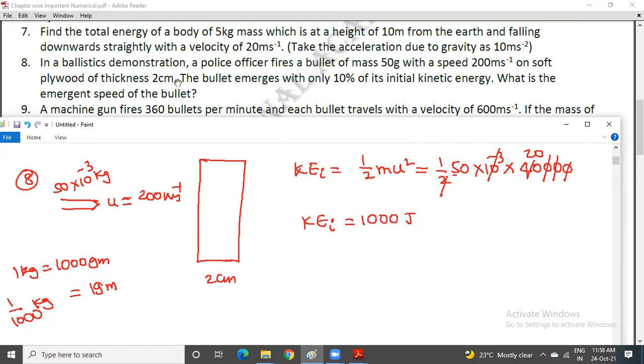But out of this, the bullet emerges with only 10% of its initial kinetic energy. So what is it after it emerges out? You call it the final kinetic energy.